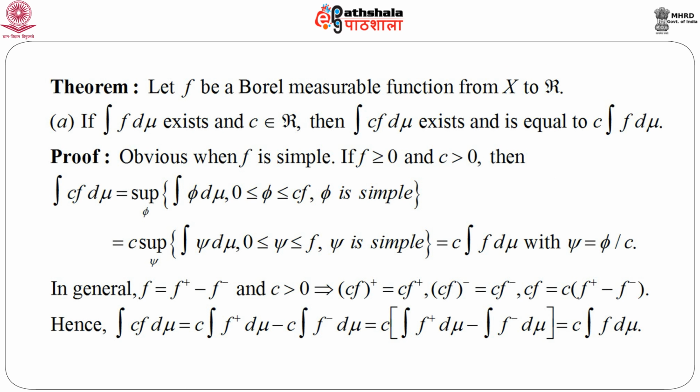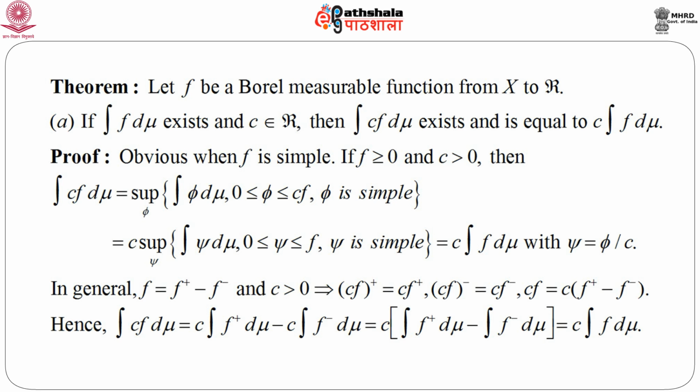Another interesting theorem: if f is a Borel measurable function and integration of f d mu exists, then for any c belonging to the real line, integration of c f d mu exists and equals c times integration of f d mu. This is actually obvious when f is simple. Now, suppose f is not simple. From the definition, integration of c f d mu is the supremum over phi of integration of phi d mu, where 0 is less than or equal to phi less than or equal to c f and phi is simple, and we assume that f is non negative and c is greater than 0.